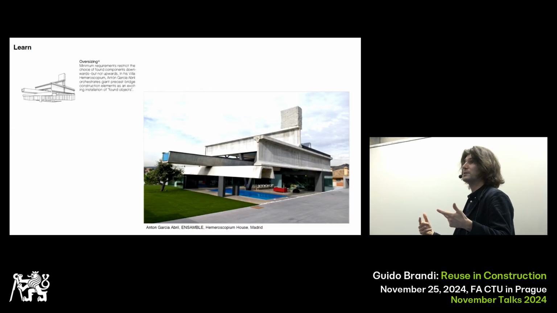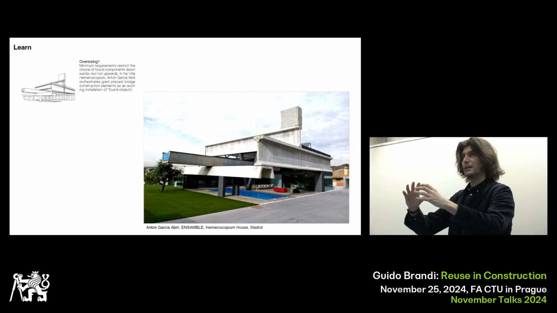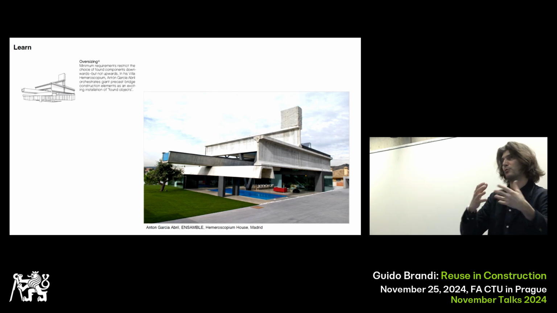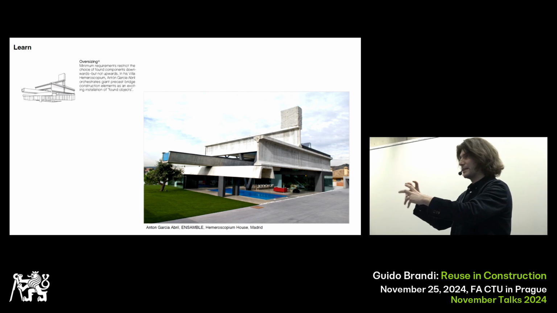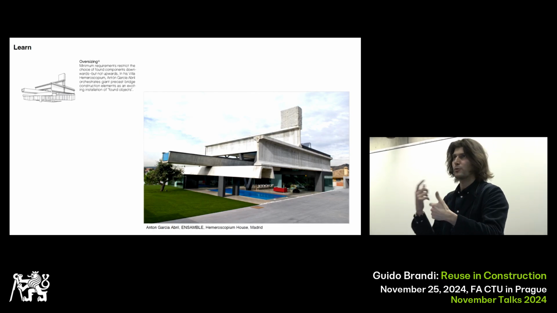Or oversizing. When we deal with reuse, there is always a matter of oversize. It means you cannot find the precise element for your precise function. Sometimes you have to reuse something that has more quality than what you actually need. So you start oversizing things, but you have to work with it.